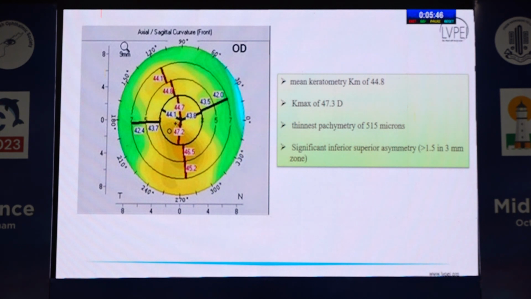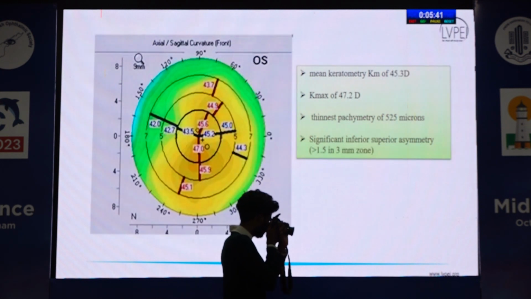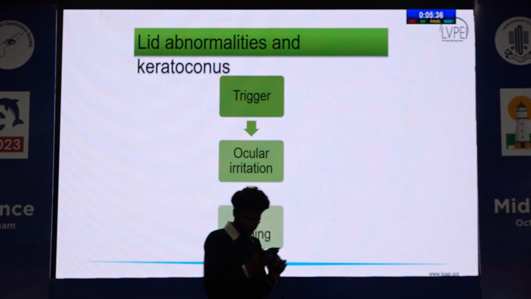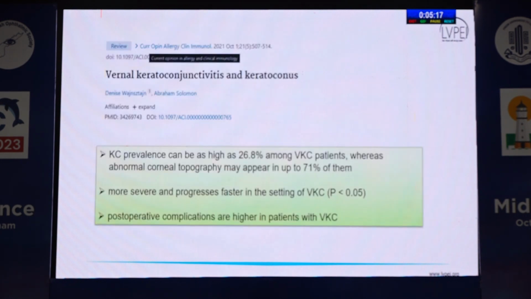Her corneal topography also showed signs of keratoconus in both the eyes, right eye as well as left eye. So regarding lid abnormalities and keratoconus, what happens is, whether the patient has VKC or any other eyelid pathology, the patient keeps on rubbing the eyes, which releases interleukins and many inflammatory cells, thereby further increasing the eye rubbing. So VKC and keratoconus, the association is very well known.